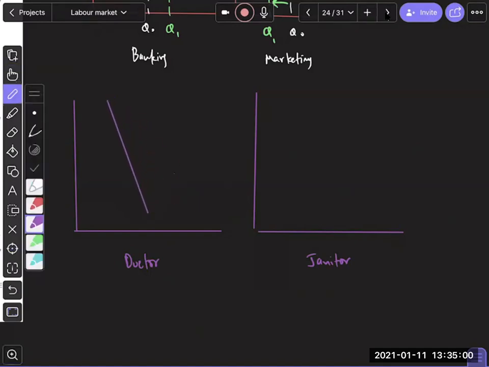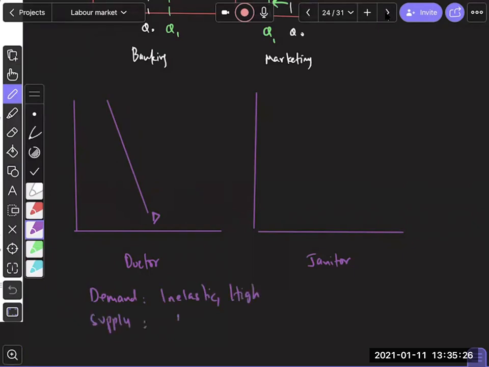inelastic. Doctors' demand is inelastic because the services that they provide are difficult to replace. The service is very inelastic in demand. Not only is demand inelastic, but it's also high. And supply, on the other hand, is also inelastic and low. And as a result of this demand and supply factor, guys, if you look at the wage, it is pretty high for doctors.